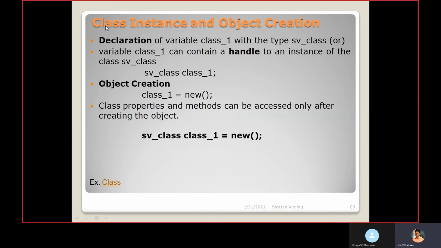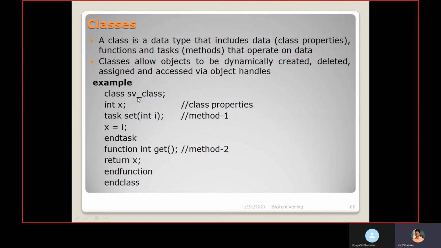Now we are going to see how to create an instance for a class and what is meant by object creation for that class. The declaration of the variable class1 with the type SV class means that variable class1 can contain a handle to an instance of the class SV class. This is the way you instantiate that class. SV class is the name of this class.